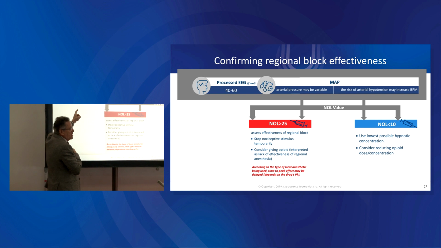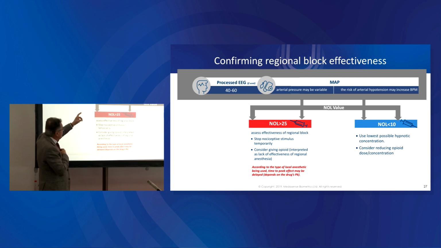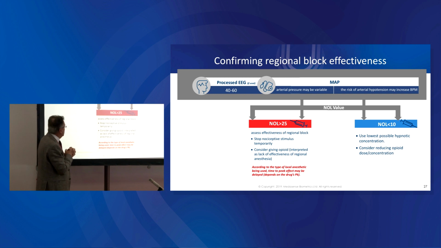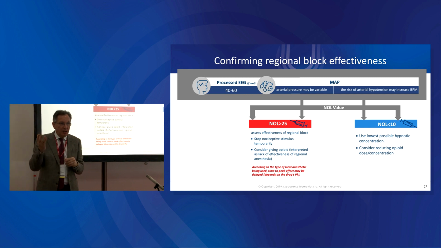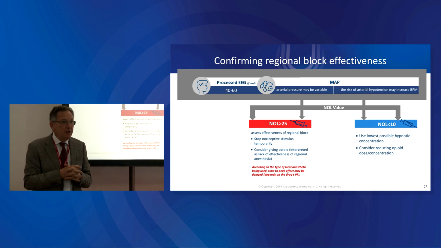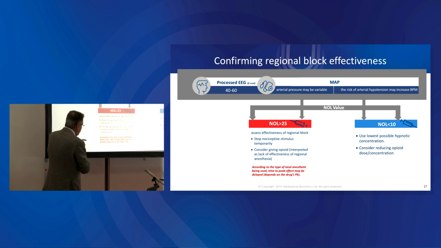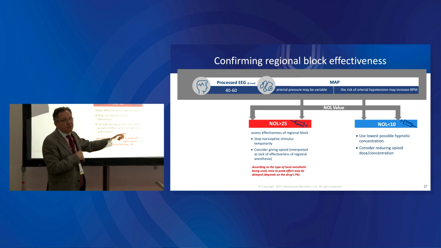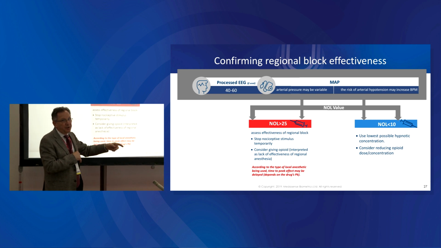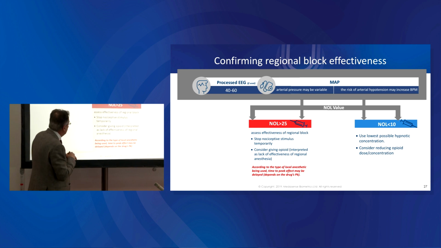So under blocking of the nociceptive input, the MAP is still a variable. The processed EEG, if you use it, still can be. And then if the NOL is very low, then probably your regional block is effective. And in this case, you can lower your hypnotics, and you can lower probably the opioids quite dramatically. And if you don't do it, this is probably the situation where you expose the patient to too deep anesthesia and also expose the patient to low mean arterial pressure.